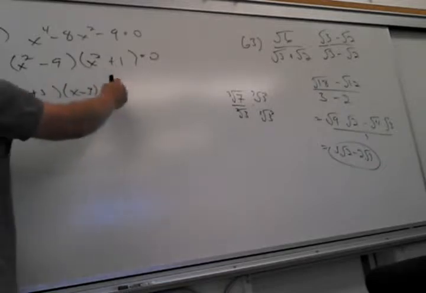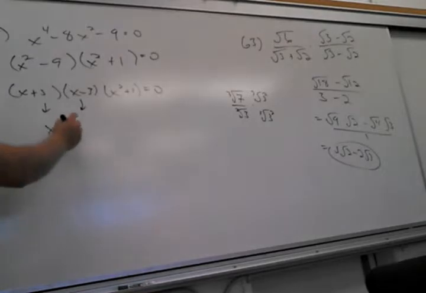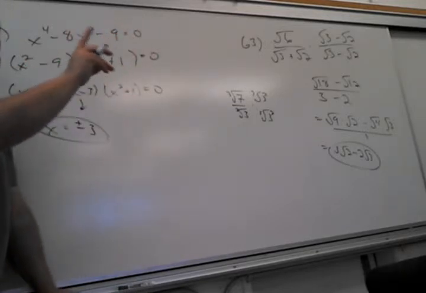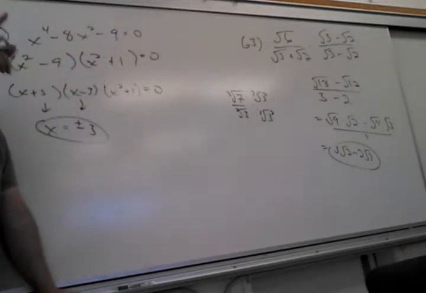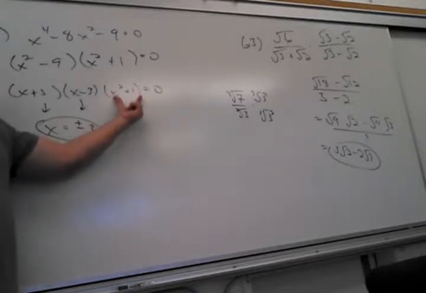Minus 3. And then you can break that down. So then I get x minus 3, x plus 3, and x squared plus 1. Negative 3 and 3. Done? No. Done, because the instructions say find all real solutions. If I said find all solutions, this is not good enough. What are the other two solutions?